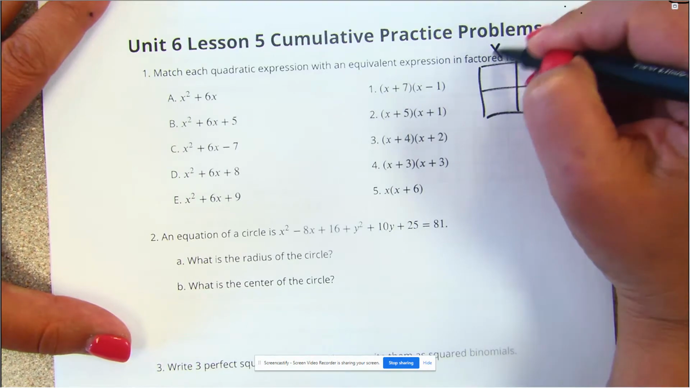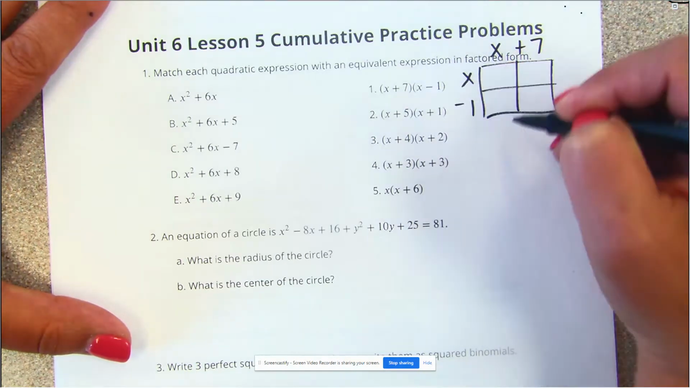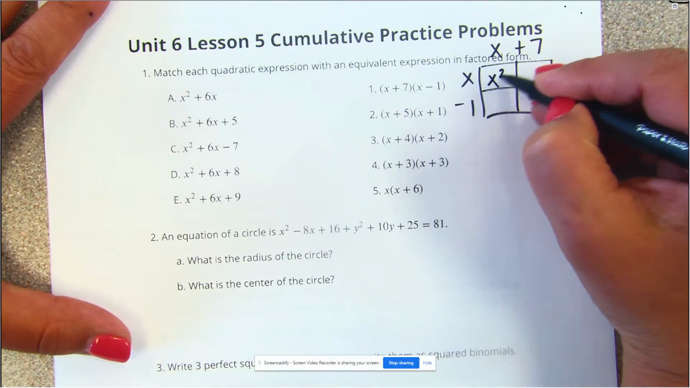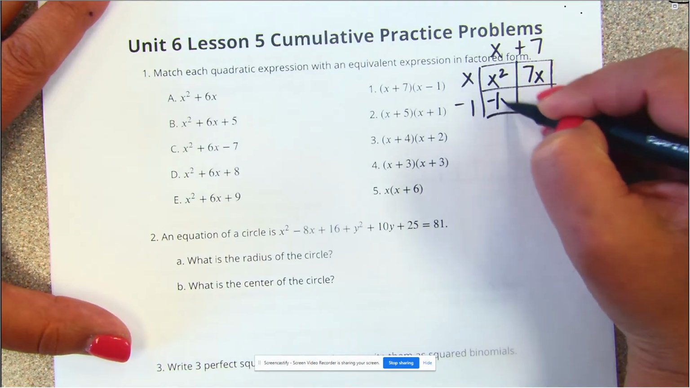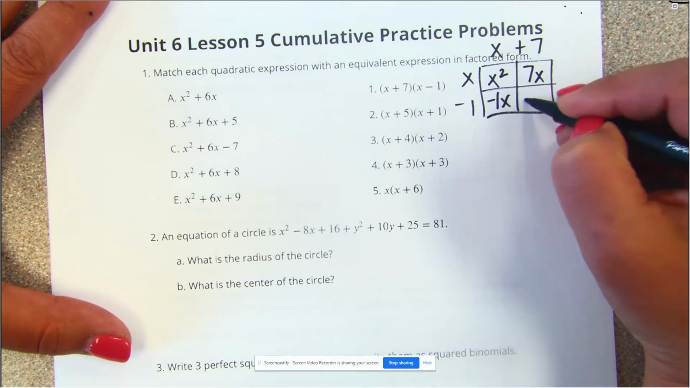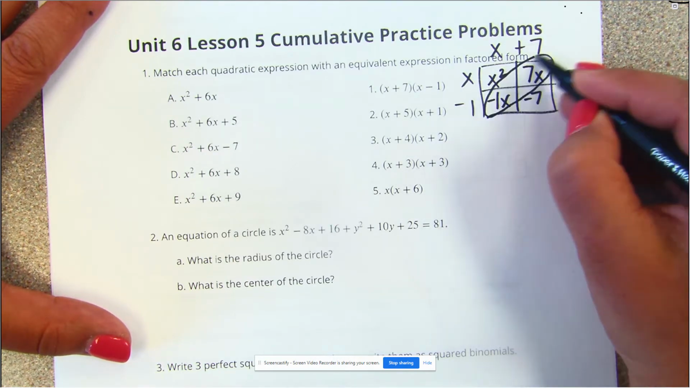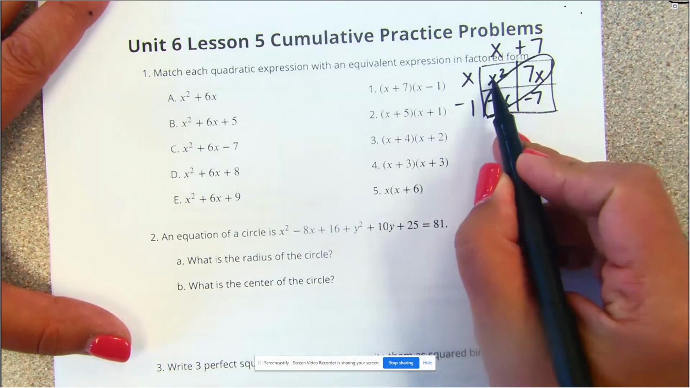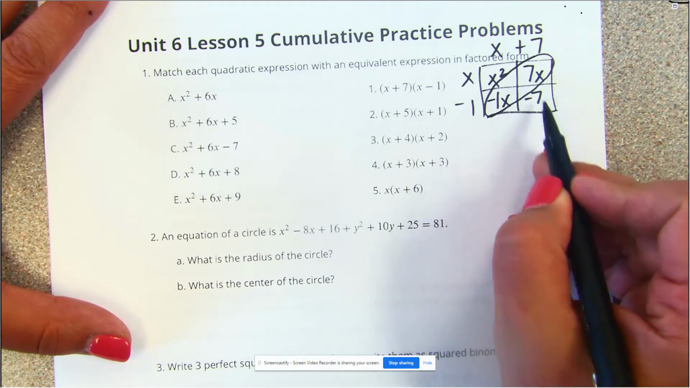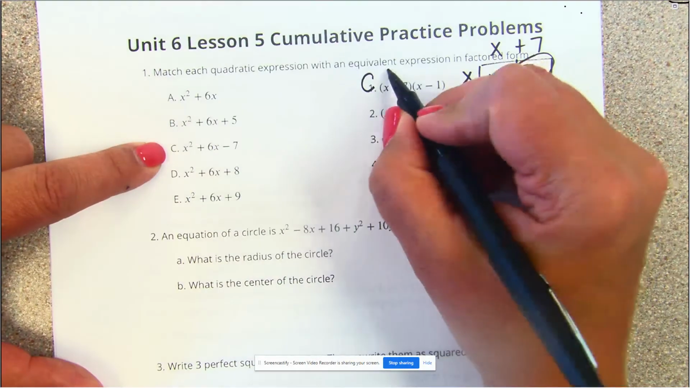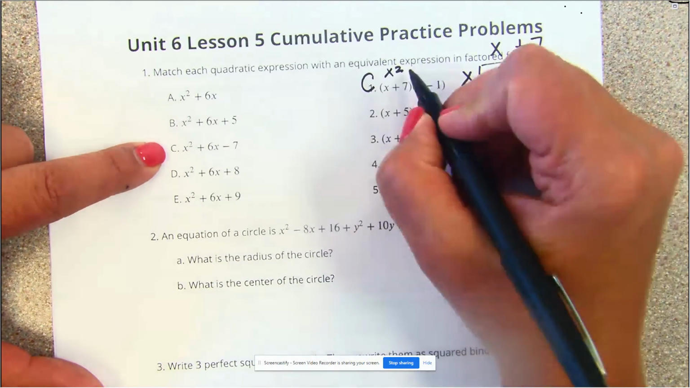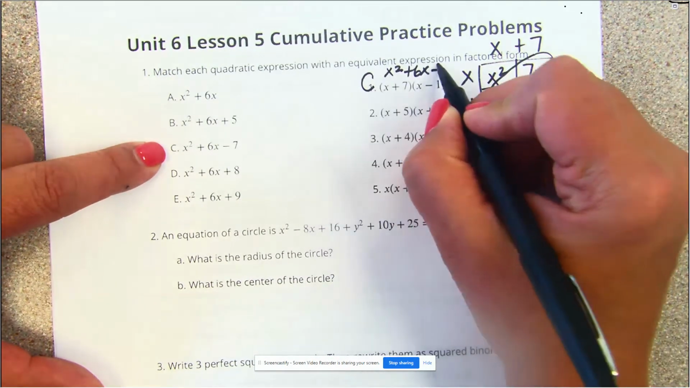So you've got x plus 7 times x minus 1. x times x is x squared, 7 times x is 7x, negative 1 times x is negative 1x, negative 1 times 7 is negative 7. Combine those two, you get x squared plus 6x minus 7. Here it is right here. This is C. This is x squared. Those two make 6x, and that's a negative 7.